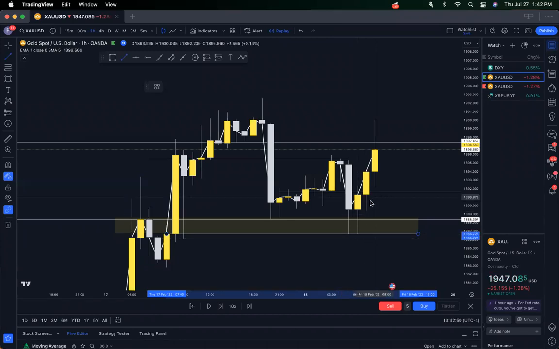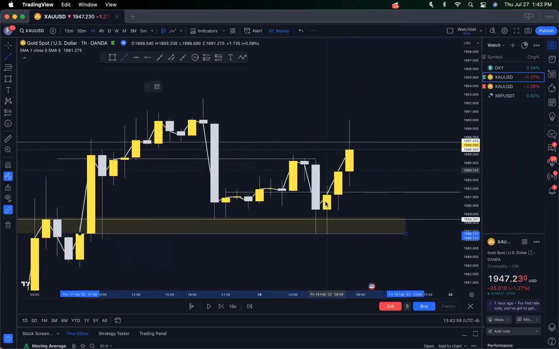Then how you would manage this is you would need to see the break of a decision level. Moments where you don't get the break of the decision level right away can cause uncertainty and doubt. What time was this? This was six, I don't know if it's 6 a.m. So it was pre-New York, volume is probably slowed down a bit. I don't know, maybe that's just my logic. The volume slowed down, whatever.